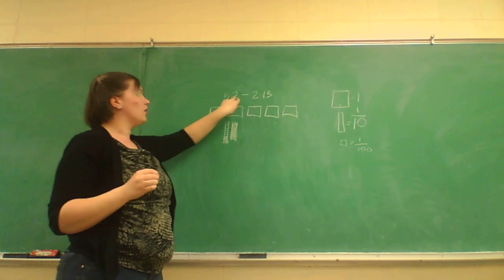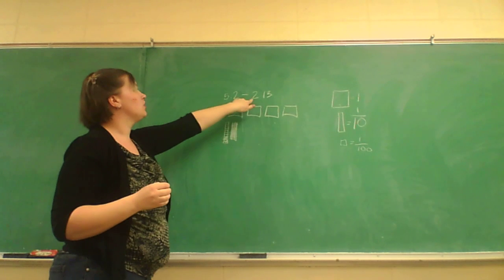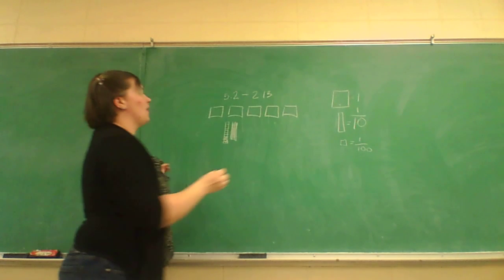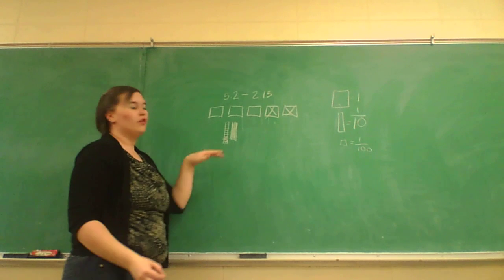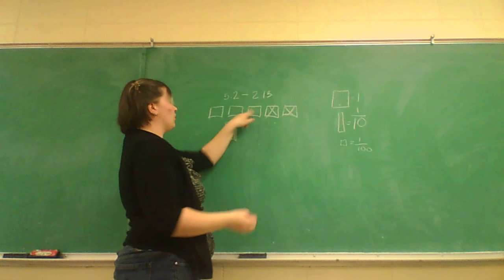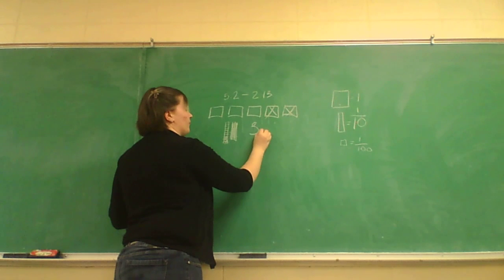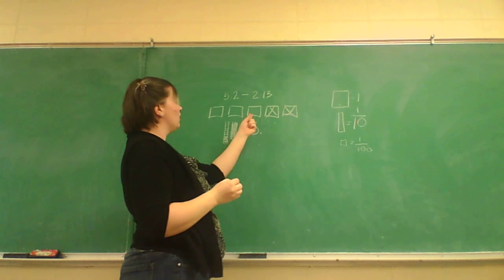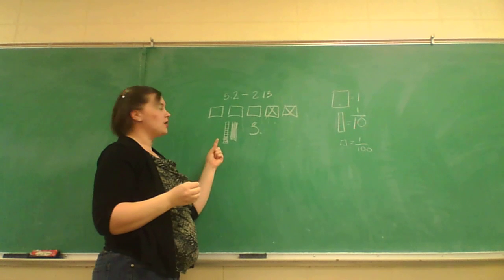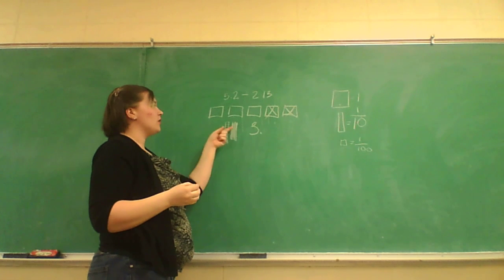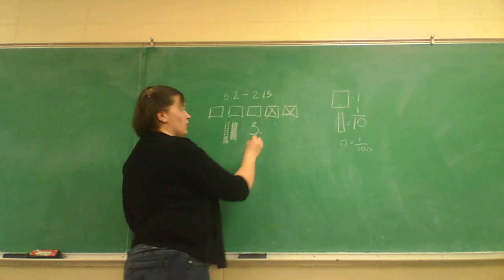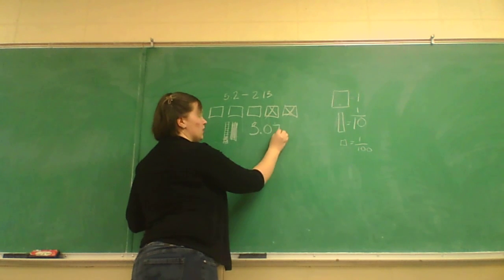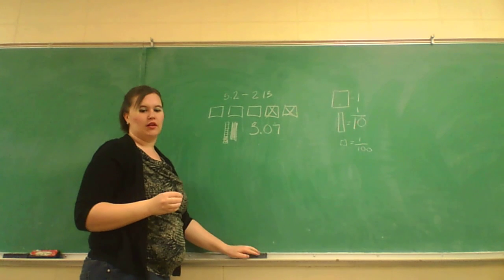And then we're going to look here, and we have 2 minus 5. So we're going to get rid of 2 of our flats, and then we're going to see that we have 1, 2, 3 wholes, and then we turn this into 20 hundredths, so we still have 7 hundredths. So we're going to write 0.07 to get our 7 hundredths.